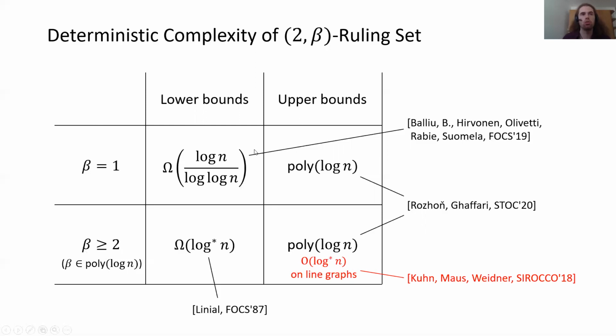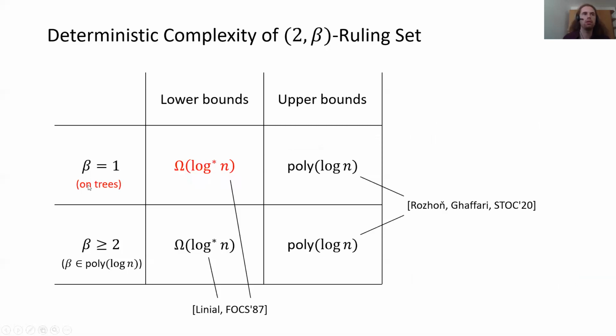Another interesting conclusion from the fact that this lower bound has line graphs as its worst case instances is that it doesn't work on trees. So for MIS on trees, we don't have anything better than a log star n lower bound.